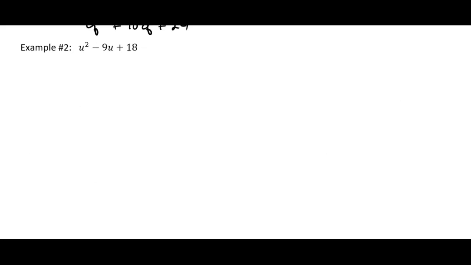Okay. So now here we have another example. So we want to look at the last number, 18. We need two numbers that multiply to be 18. And then we want them to add to be -9. So you look at the middle term for the adding part.